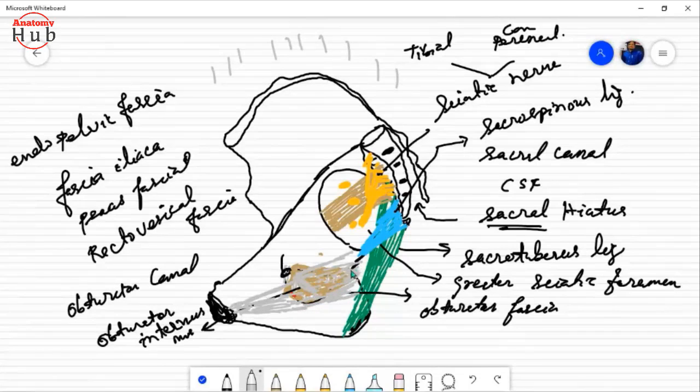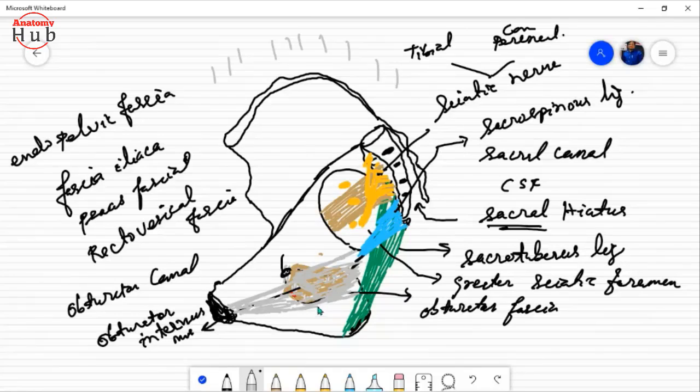So this levator ani muscle goes towards backward and towards the medial side, backward and medially, right. Here we'll see this is the lateral margin of the levator ani muscle, and this is the medial margin of the levator ani muscle, right? So here is one side of the levator ani. This medial margin of the levator ani goes backward and medially, right? So both sides of the levator ani will make a diaphragm over here.